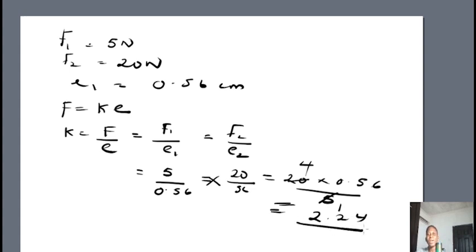Let's just look at it now. When the person applied 5 Newton, the extension was 0.56. Now, when the person applied 20 Newton, what was the extension? 2.24. Have we noticed that Hooke's law was obeyed? Because Hooke's law states that F is directly proportional to extension. Big force, big extension. Small force, small extension. So let's go to the next question.